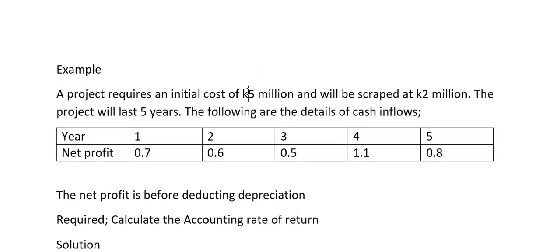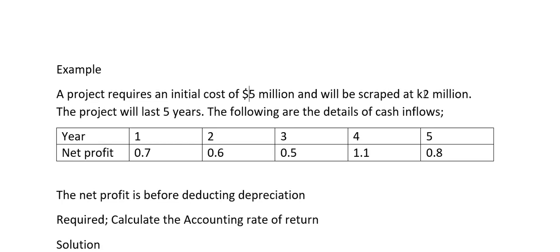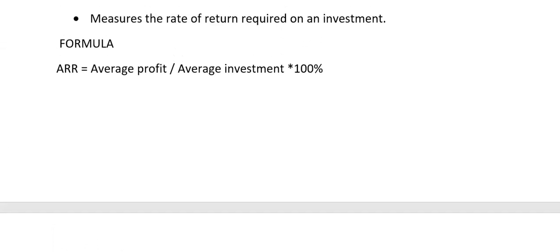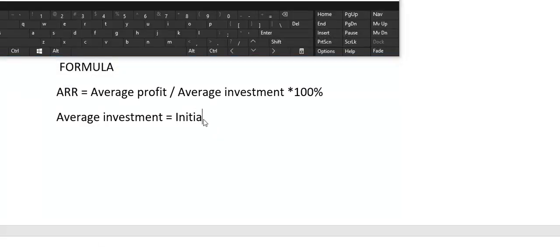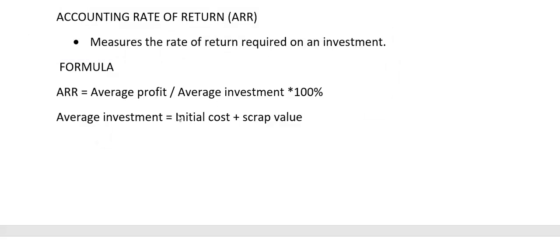So I should make some amendments. The key is the average profit. Before I start calculating, I should also emphasize this. I also need to include a formula for average investment. Average investment is initial cost plus scrap value, divided by 2. Okay, take note of this.